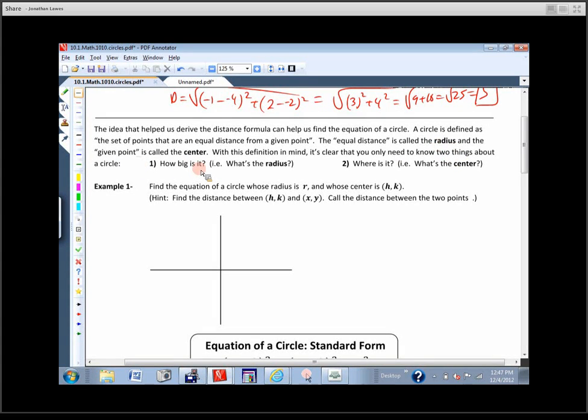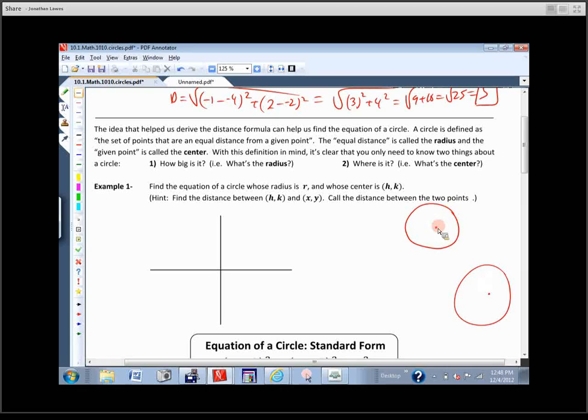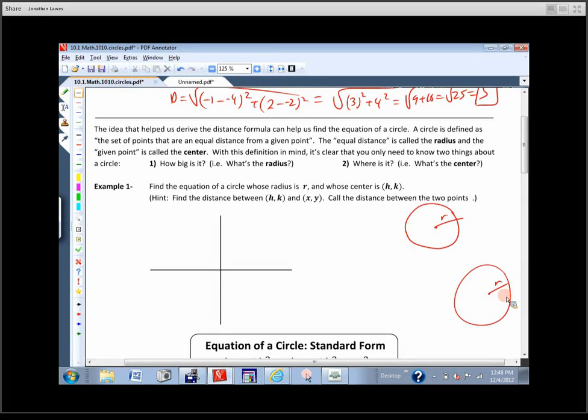So the cool thing about this is you only need two things to define a circle. You need to know how big it is. In other words, you need to know what the radius is, and you need to know where it is. You need to know what the center is. So for example, if I just put a point right here, and I made a circle that's like that big, and then I made another one over here that's exactly the same size, these two circles can't be the same thing, even if this radius is exactly the same as that radius, because they're not in the same place.